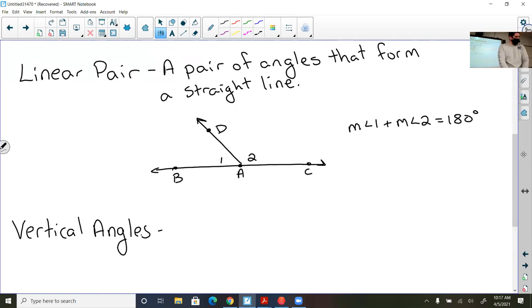All right, next up will be vertical angles. So we're going to use some of the words that we have used to help define this. We're going to have two non-adjacent angles that are formed by two intersecting lines.